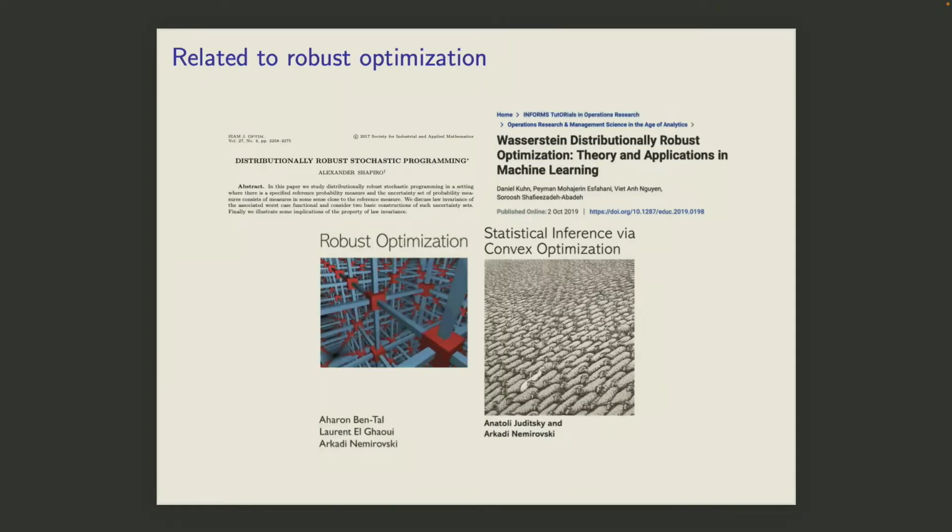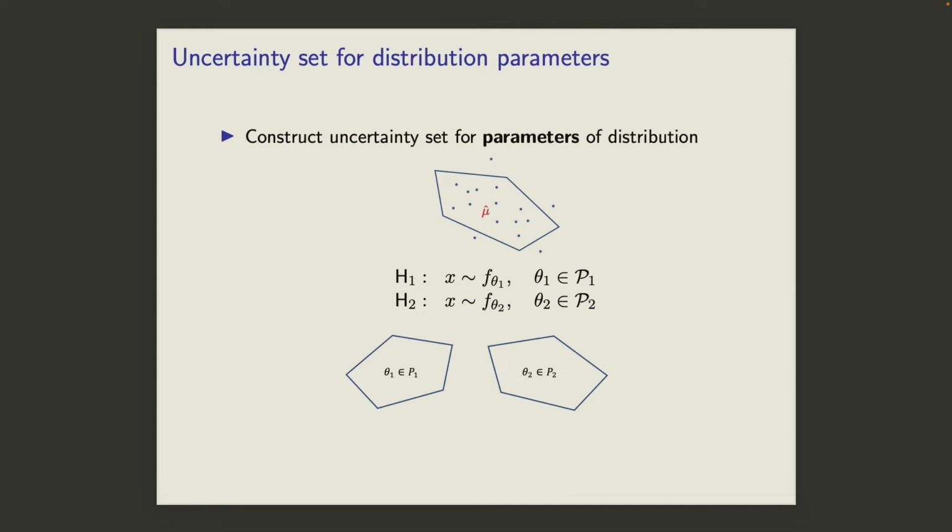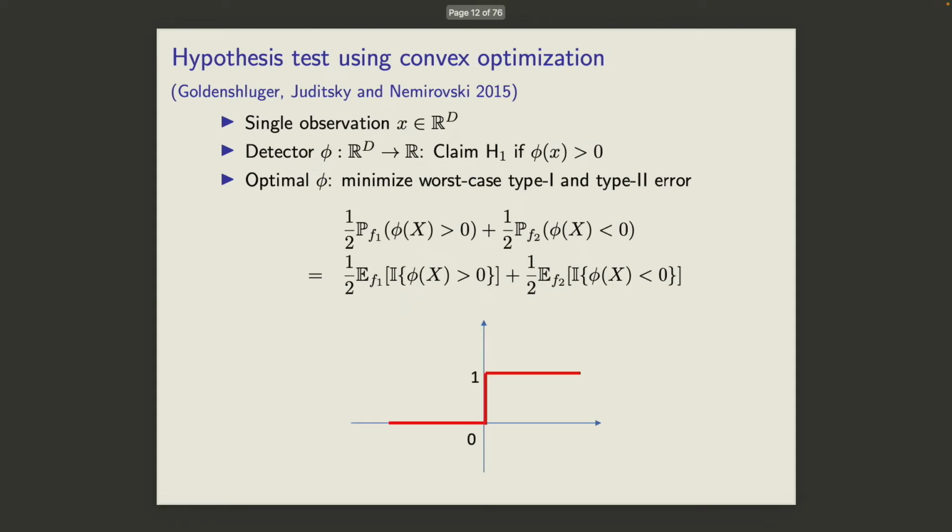Of course, not to mention there are many, many works around robust optimization. These are the books, and also some recent papers using different formulations and also distributionally robust settings. And this is Arkadi's and co-authors' framework. So consider distribution uncertainty sets that are parametric, convex forms. And so let's try to find the best detector.